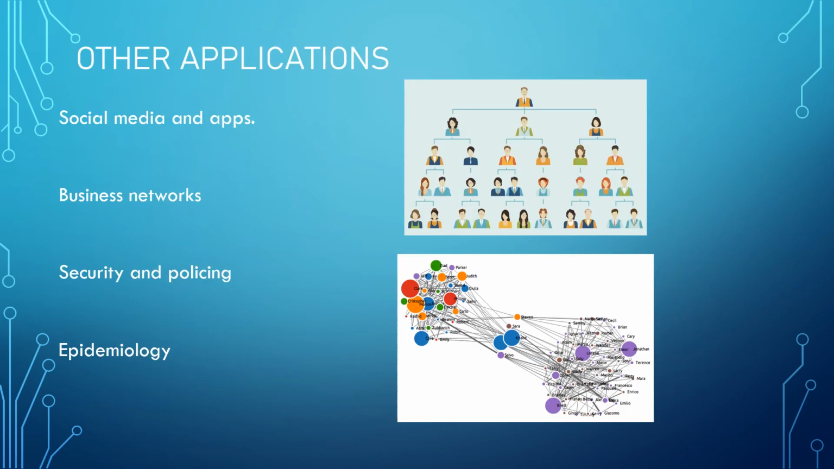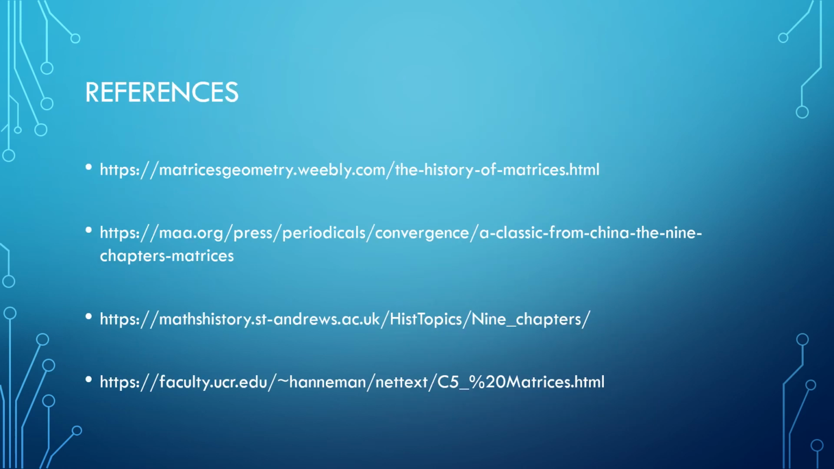So it's clear that simple manipulation of adjacency matrices can yield powerful insights about the structure and dynamics of social networks in different domains. In addition to their use for dating apps and social media companies, this form of analysis can also be applied to business networks, where it can reveal hierarchies and help to optimize workflow. It can be applied to security and policing, where it can be used to understand criminal networks and identify potentially dangerous individuals or groups. Or it can be applied to epidemiology, where it can help to model networks to track the spread of disease. That is the end of my presentation.